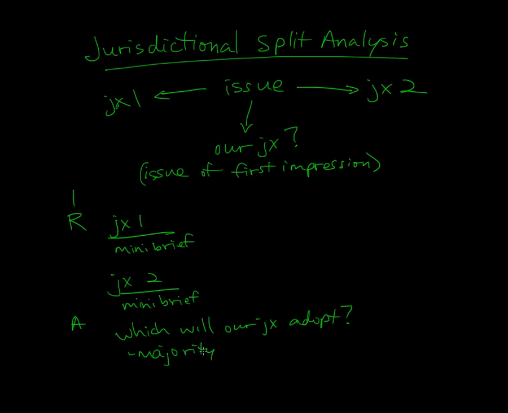Or maybe one of the jurisdiction's rules is more recent. So even if it's the minority rule, maybe we think that our jurisdiction will adopt the more recent rule because it's the more modern rule. Or we may feel that our jurisdiction has a very liberal tradition and the history behind the reasoning of jurisdiction 2's rule is more consistent with our jurisdiction's history. So there could be a number of reasons why you think that our jurisdiction will handle an issue of first impression one way or another.